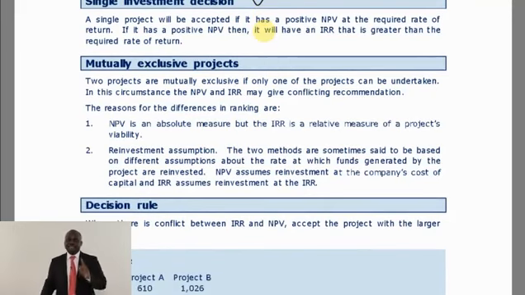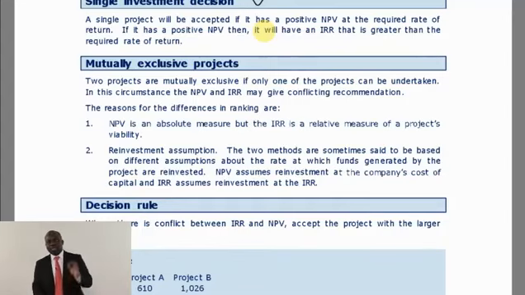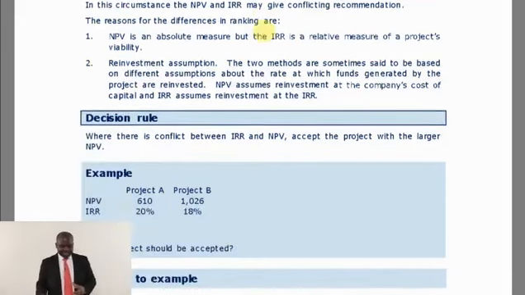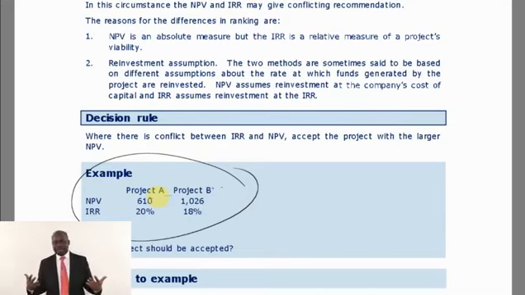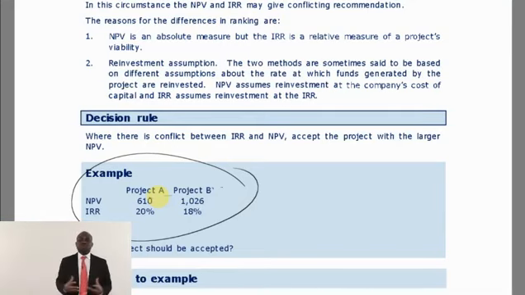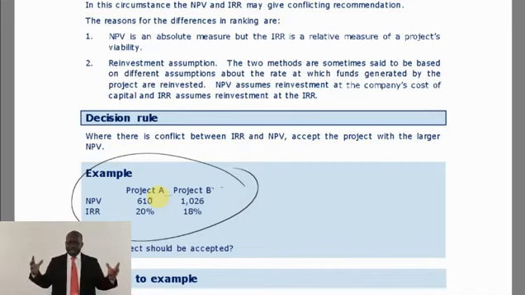However, where there are mutually exclusive projects, when do we say projects are mutually exclusive? Projects are mutually exclusive if you cannot do all of them at the same time. If I say A and B are mutually exclusive, it means I can either do A or I can do B. I can't do all of them at the same time. When you have these mutually exclusive projects, it is likely that NPV might say choose A and internal rate of return might say choose B. There might be that conflict.